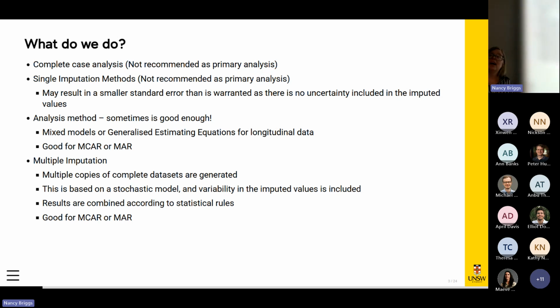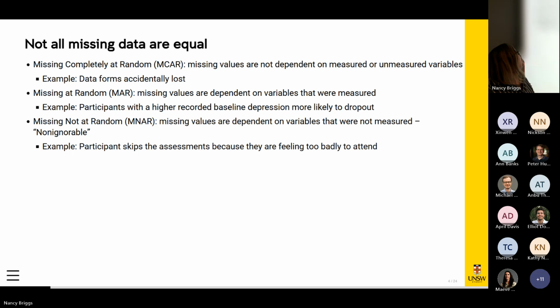And again, we need to be very clear that we understand that this is good for data that are missing completely at random or data that are missing at random. Now, what does that mean, though? Okay, so missing completely at random is the best case scenario. It means that the presence of a missing value is not dependent on measured or unmeasured variables. It just happens.